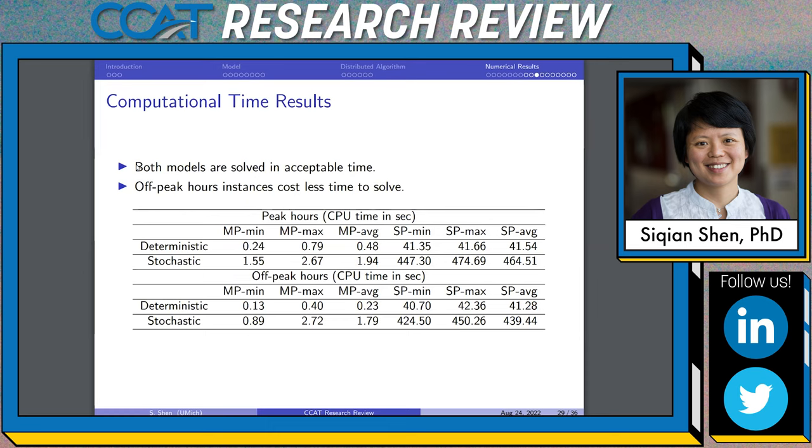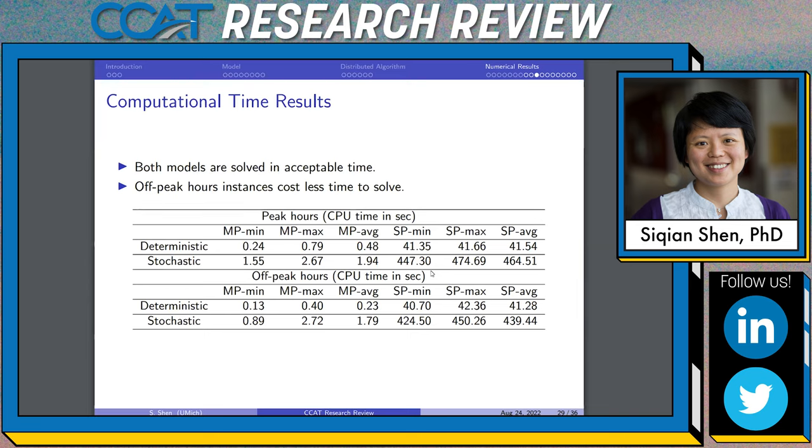So again, if you look at the computational time results, deterministic versus stochastic, of course stochastic is going to take longer. But still, within about 10 minutes you can solve the problem. So it's not that bad. As far as it's an offline problem, it's okay. But if you think about implementing it in an online fashion, in fact, 10 minutes is still doable.